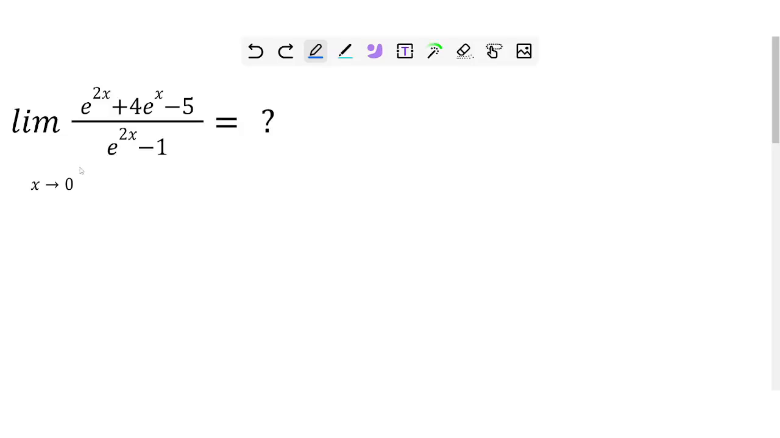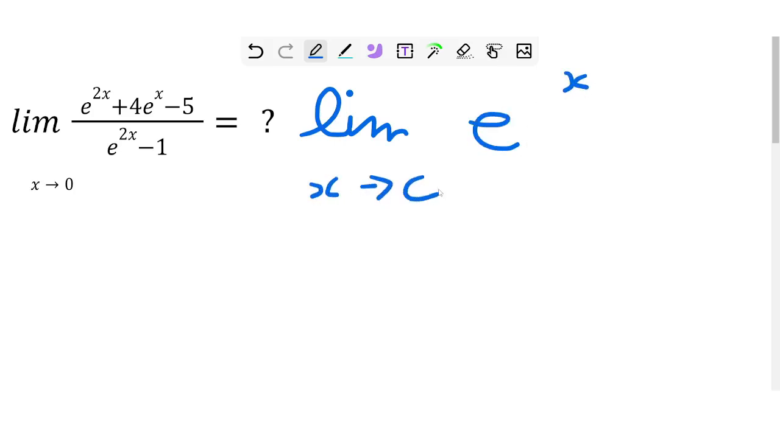Hello, today we are going to be evaluating the limit of this exponential equation as x approaches 0. So we know that the limit of e to the x as x approaches 0 is going to be 1. Likewise, the limit of e to the 2x is also 1 as x nears 0. So we might be tempted to have a look at our equation here and just swap out the terms e to the 2x and e to the x with 1.